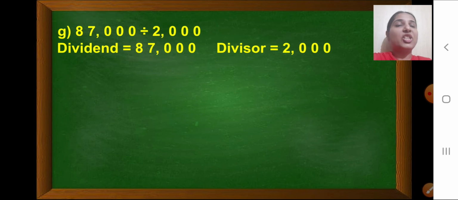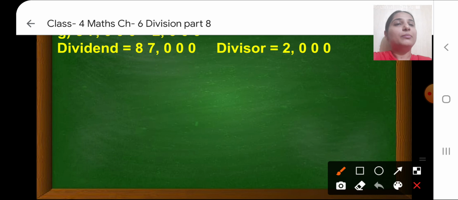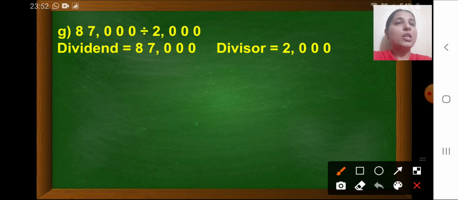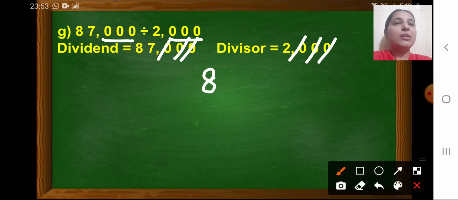Now question number G is 87,000 divided by 2,000. Now again, children, we will cancel the common number of zeros. So how many zeros do we have in both the dividend and divisor? You can see 3 zeros in both the dividend and divisor. So that we will cancel 1, 2, 3, and here also 1, 2, 3. So now we have 87 divided by 2.